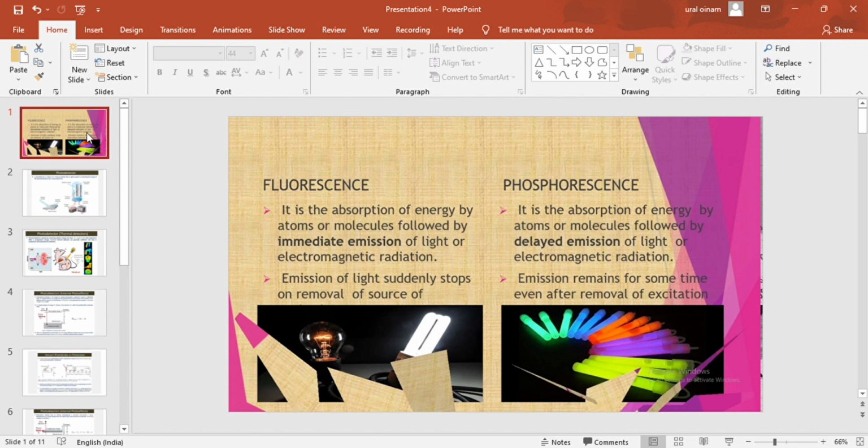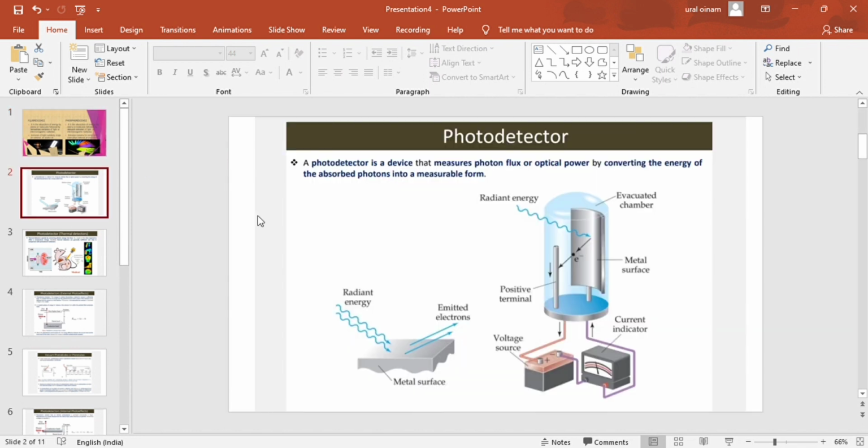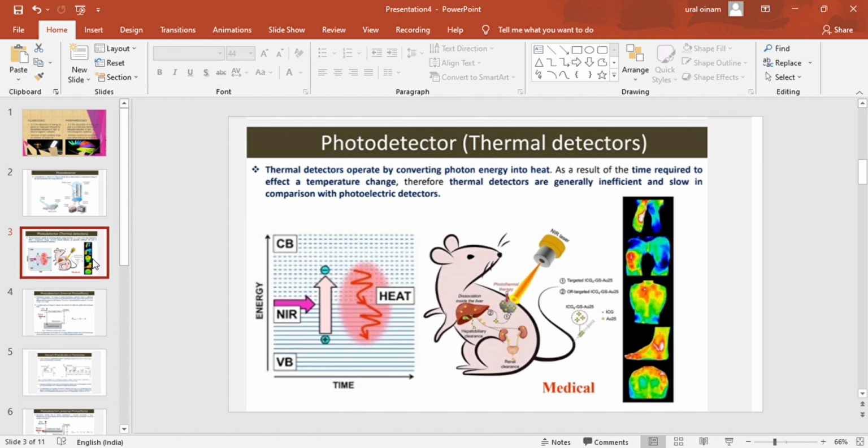And now let's get into photodetectors. So what are photodetectors? Well, a photodetector is a device that measures photon flux or optical power by converting the energy of the absorbed photon into a measurable form. So this is a very simple definition. And then we have another type of photodetector, also known as a thermal photodetector.